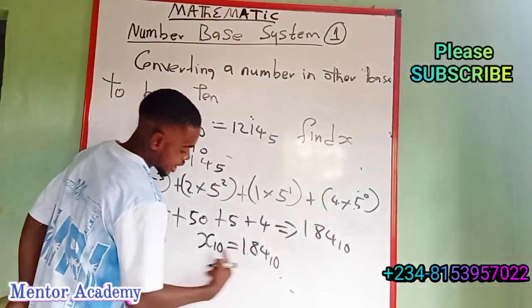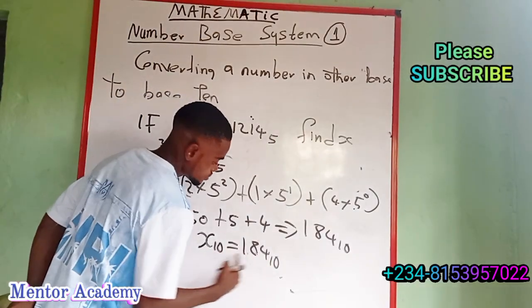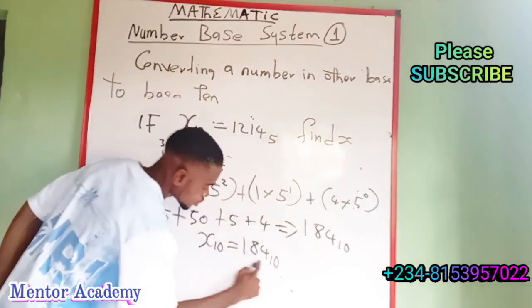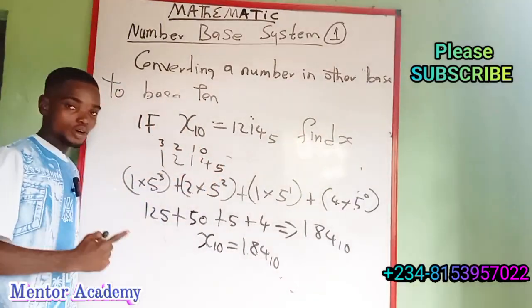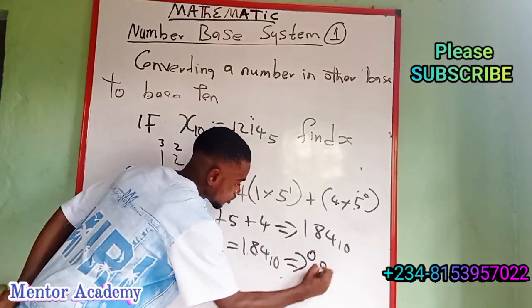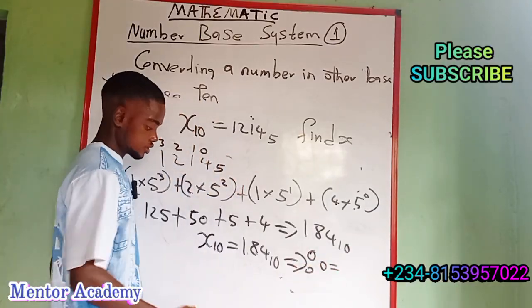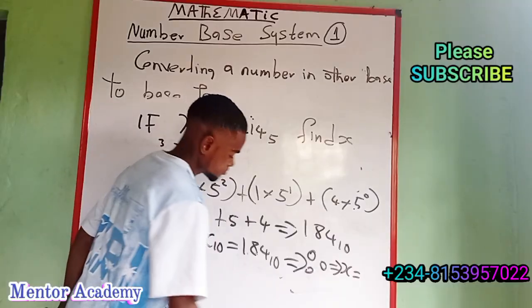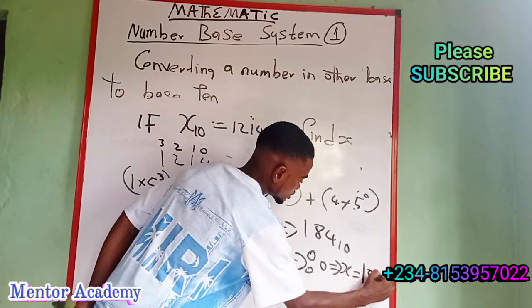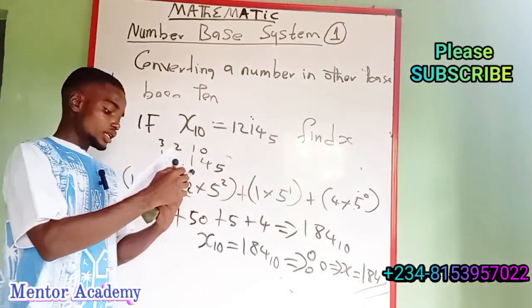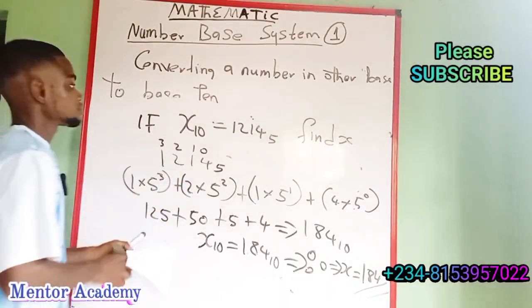Now look at what I'm saying. Since these numbers are equal and this one is in base 10, it means that this S must also be equal to what this number here is. So that S, therefore, S is equal to 184. That is the value of S.